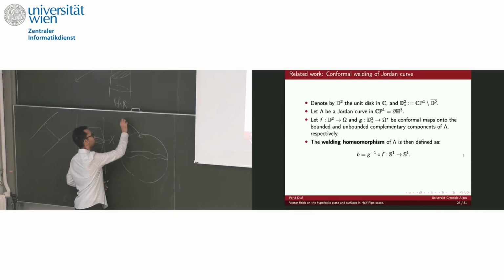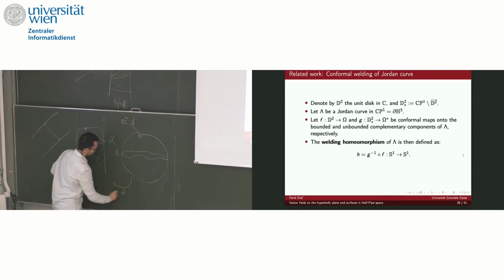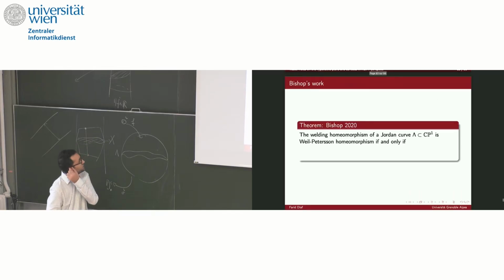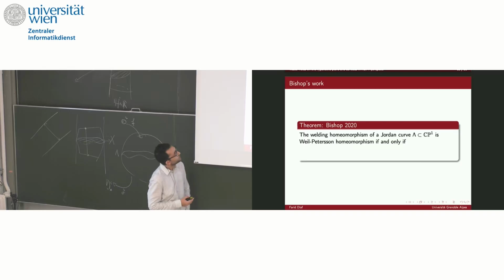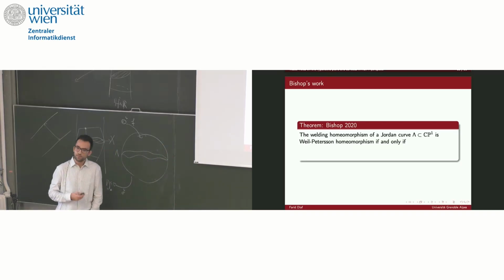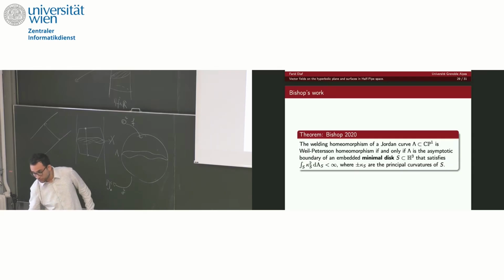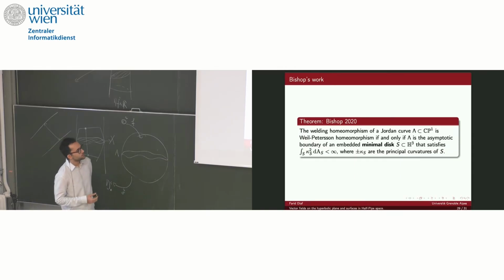And the welding homeomorphism of this Jordan curve: we have two maps. The welding homeomorphism is just the gluing of these two maps at infinity. Now we have the following characterization due to Bishop. The welding homeomorphism of a Jordan curve is a Weil-Petersson circle homeomorphism if and only if the following condition holds: gamma, my Jordan curve, is the asymptotic boundary of an embedded minimal disk for which the integral of the square of the principal curvature is finite.